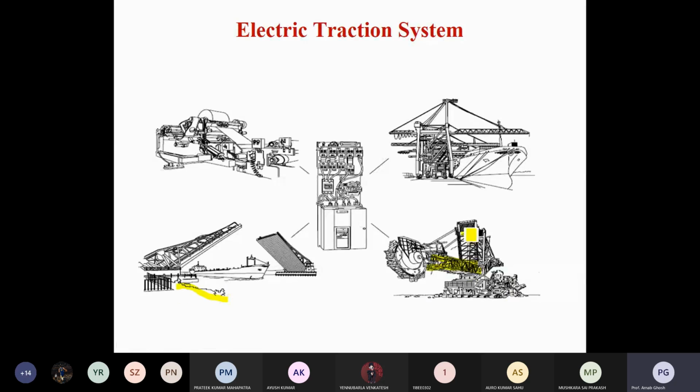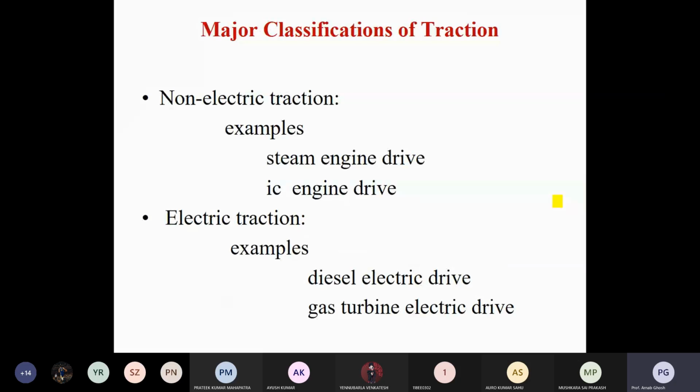Now, what are the most important classifications of traction? Here you can see two types of classification: one is called non-electric traction, another is electric traction. These are very simple things. Non-electric traction means you are not using electrical motors. Especially, we are using a mechanical arrangement for controlling our traction drives.